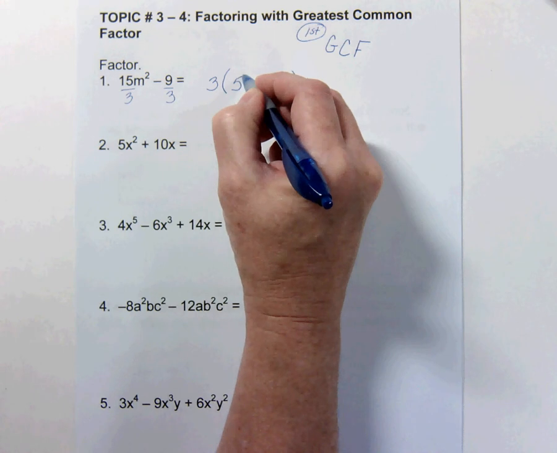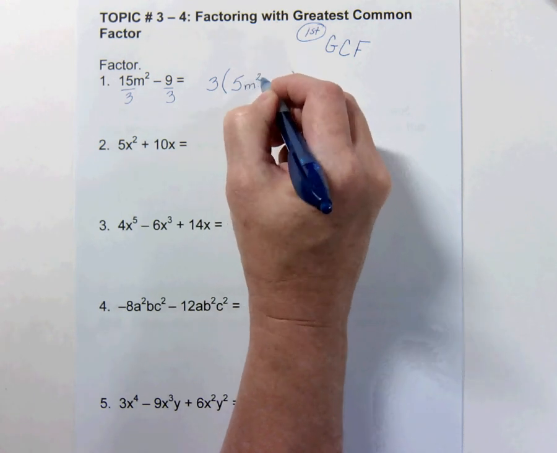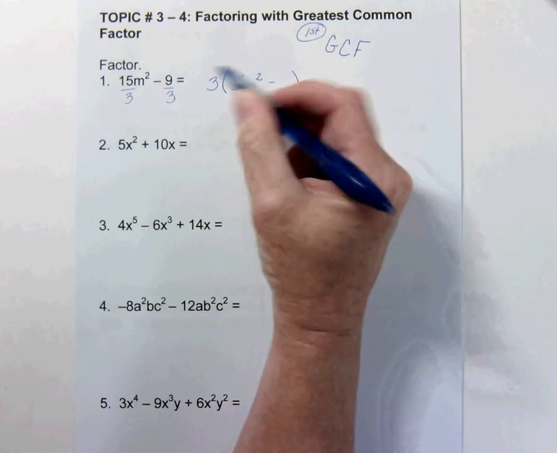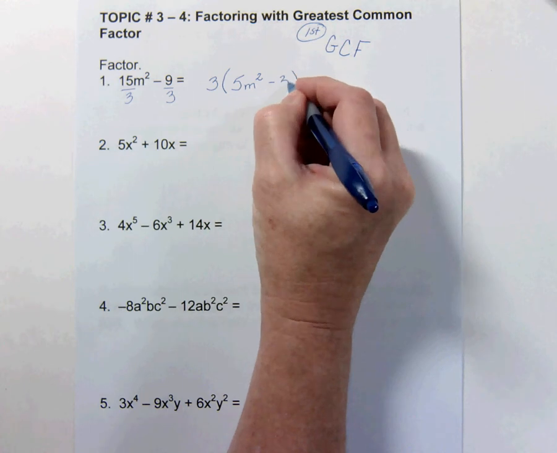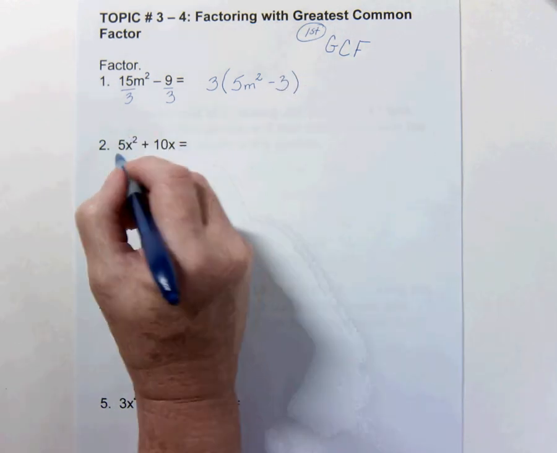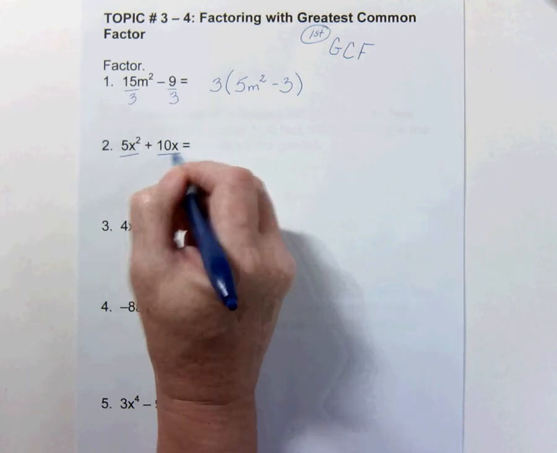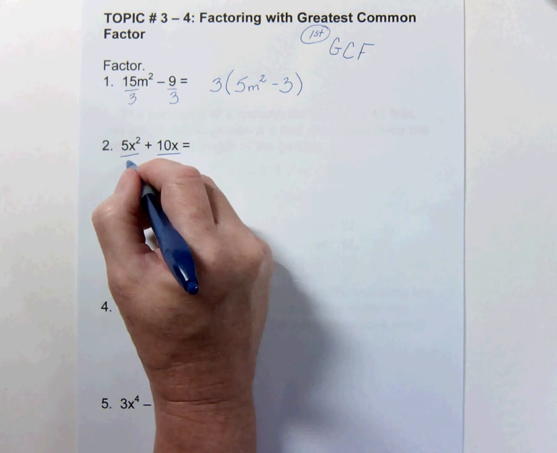We were not able to factor out an m because both terms didn't have an m, so that stays, and then negative 9 divided by 3 would be a negative 3. So stay in the habit of putting in the denominator, like make this a division, what can be factored out.